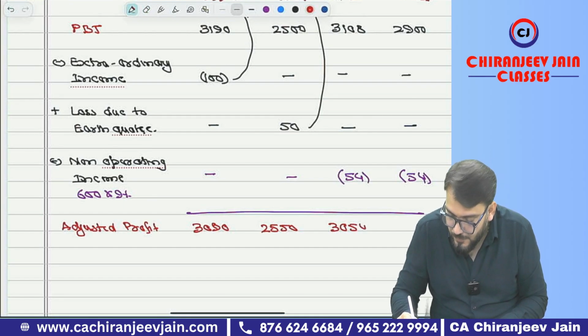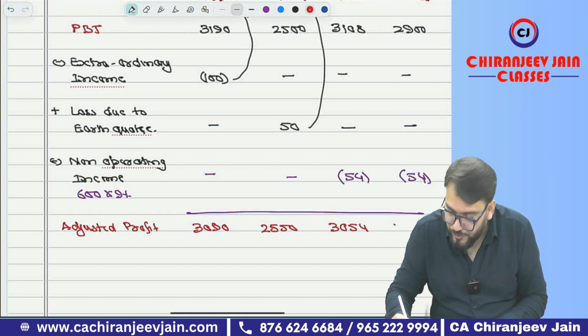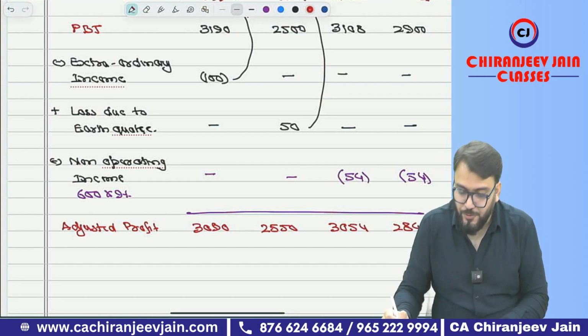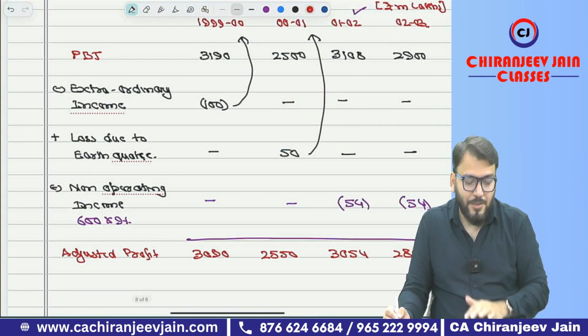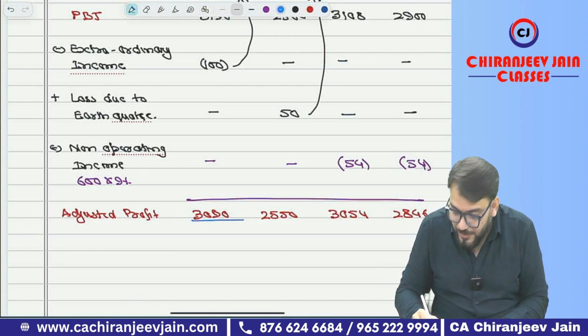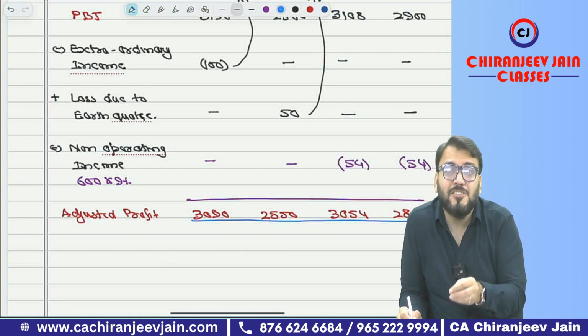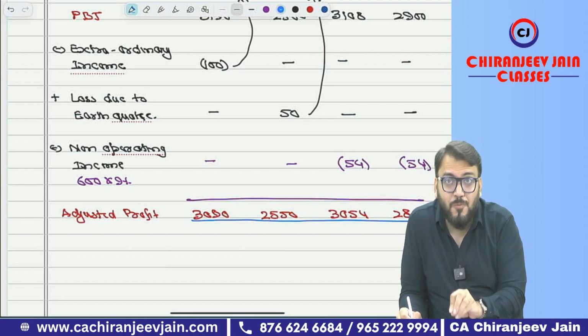3054, and then 2900 minus 54 is equal to 2846. Okay, sir, any doubt? Now we'll calculate average profit. So just see whether profit percentage is given. You can see in this question there is no information about sale, so you can't calculate profit percentage.